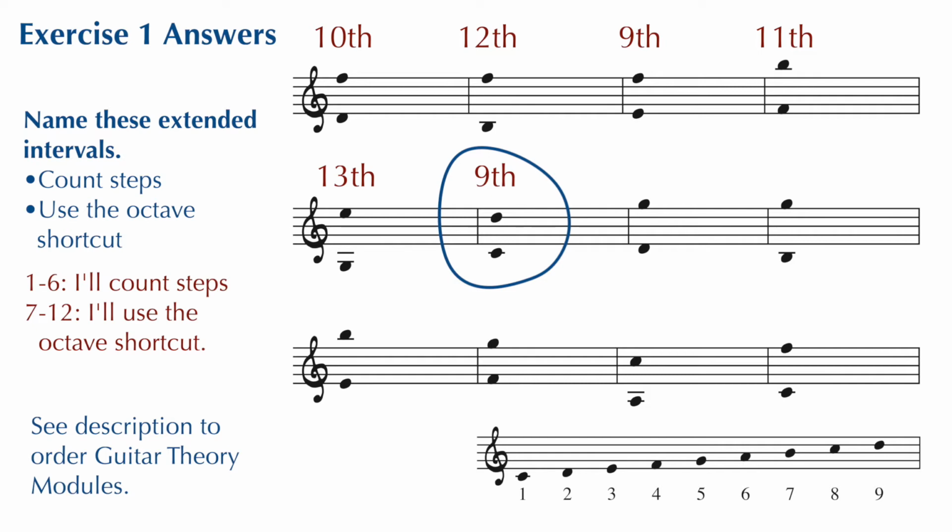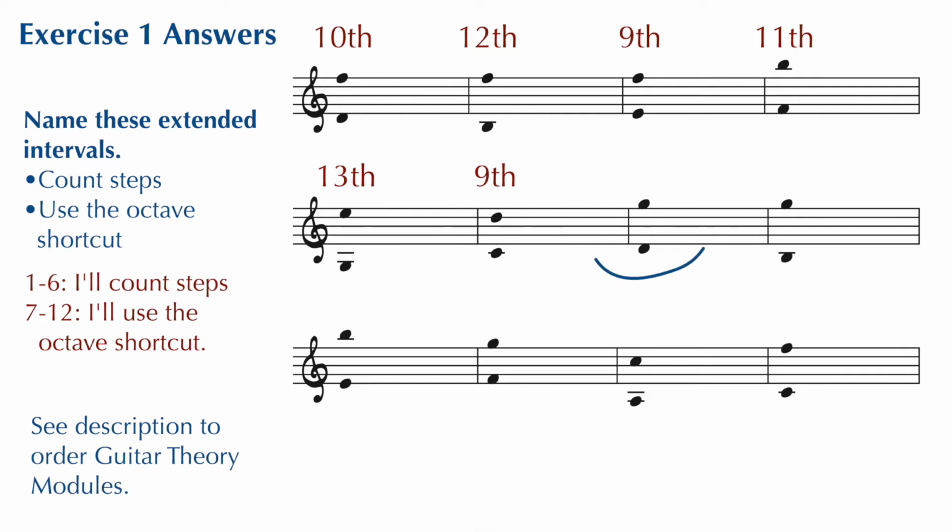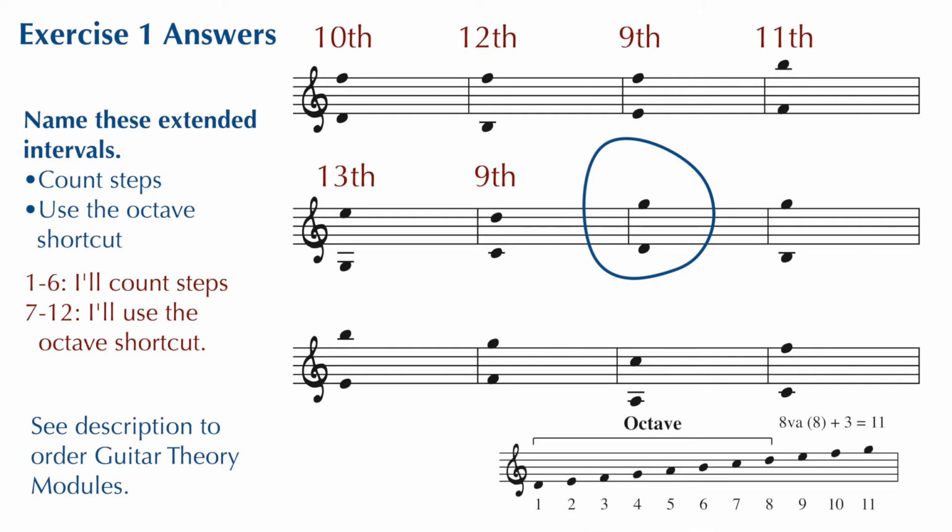For the rest of these, we're going to use the octave shortcut. Number 7, D to G. So take that D, raise it an octave, so that's 8, and then count from there.